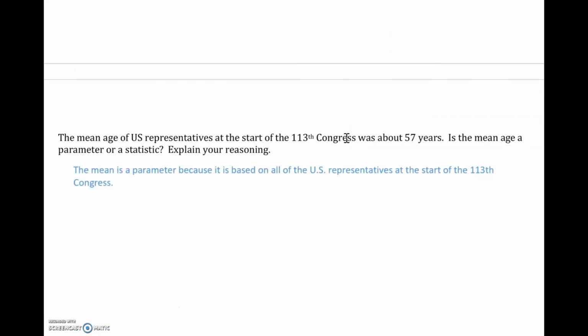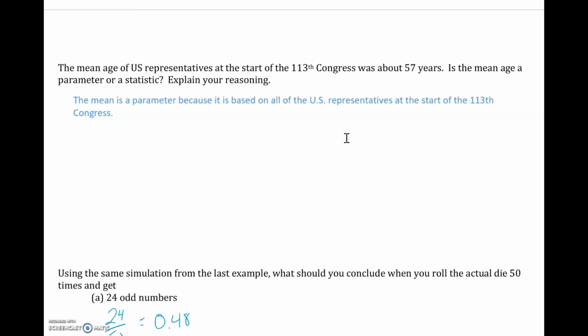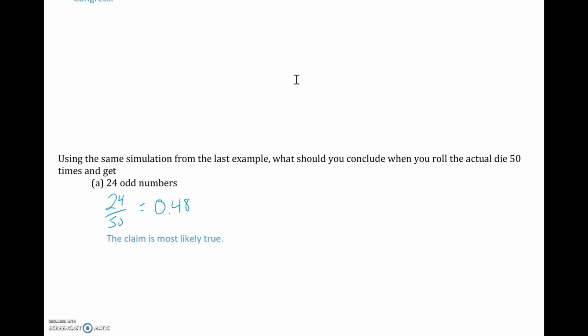Versus the next one, which you might have thought was a statistic because you're like, oh, it's just the mean of the people in Congress. But if you look carefully, we're just looking at the population of the 113th Congress. And if we found the mean of all of those people, then that's a parameter, because we're dealing with the entire population of all the representatives in the 113th Congress. So careful, we have to really think about the situation.